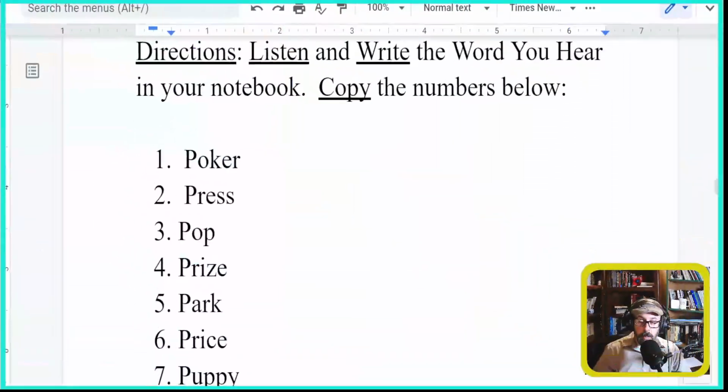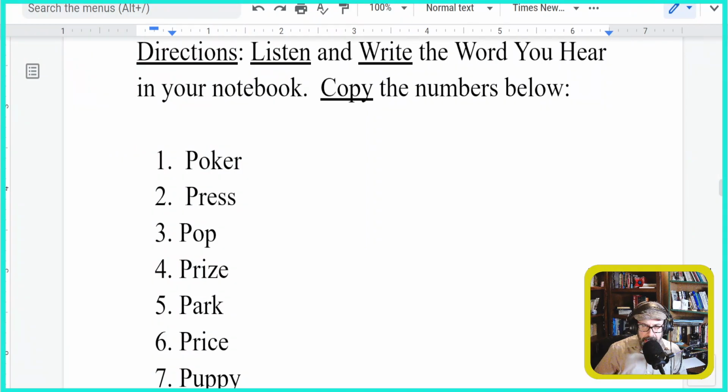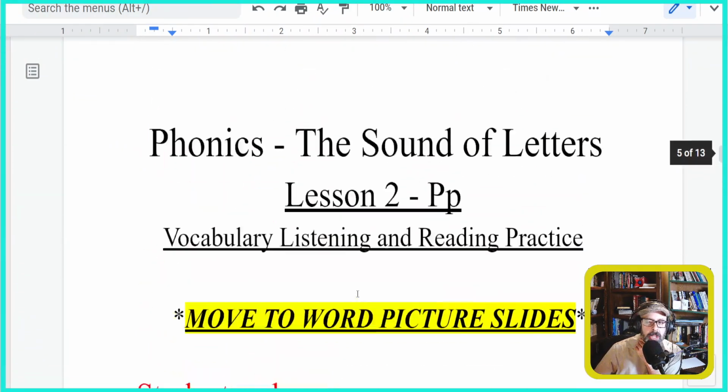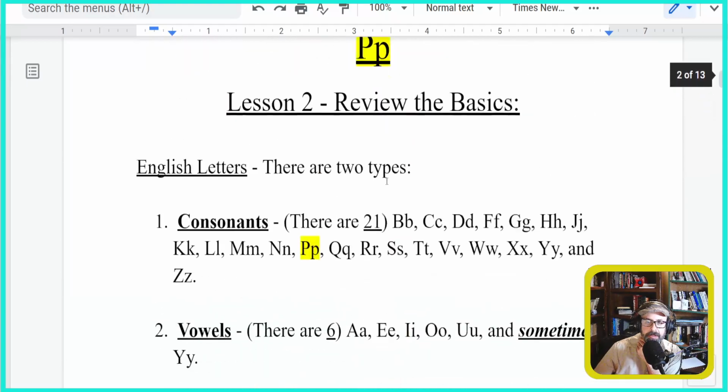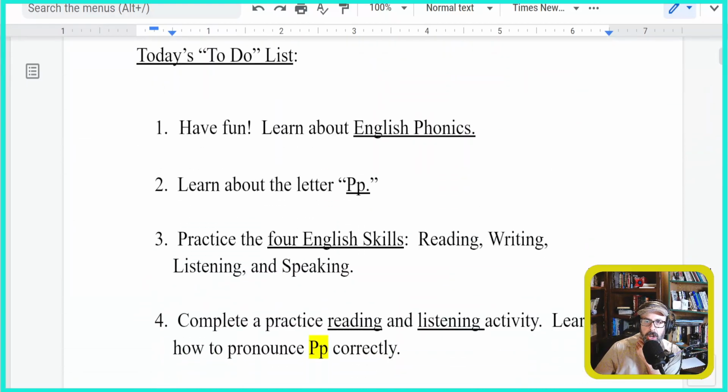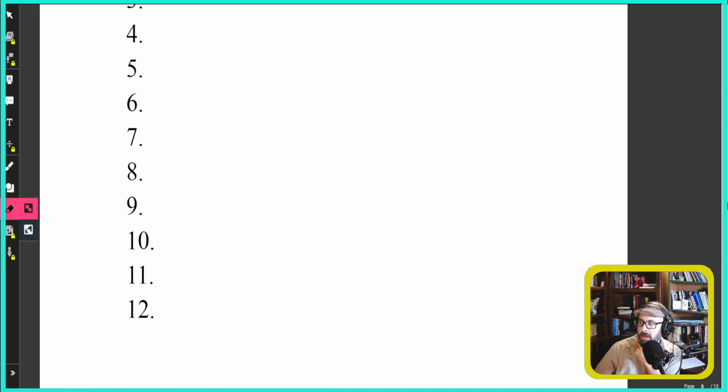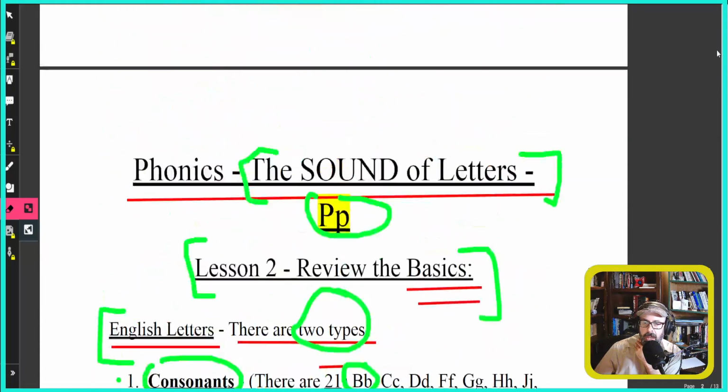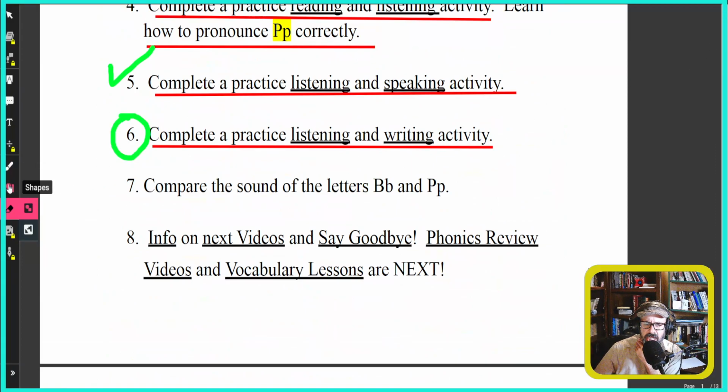Okay. That was dictation. Good job. You got through dictation there. Now, remember, for phonics, we're talking about the sound of letters. Let's go back to the agenda and see where we are. Oh, wrong sheet. Let's go here. Okay, so 6 is complete.